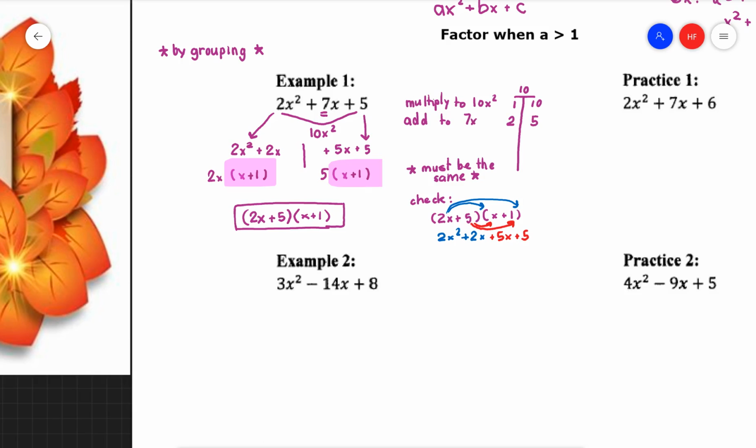And then we'll combine our like terms. I see 2x and 5x. So I get 2x squared plus 7x plus 5. Is that my initial problem? Yes. So that means my factors are correct, and I did this problem correctly.